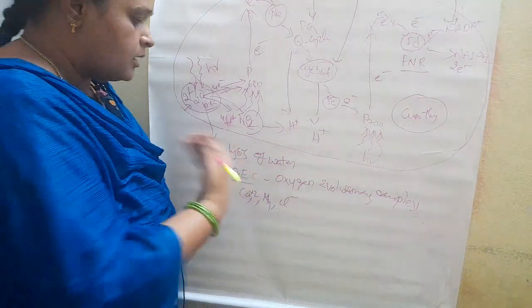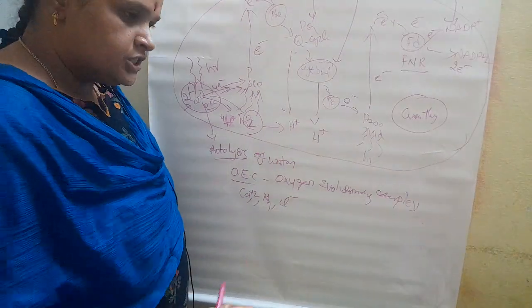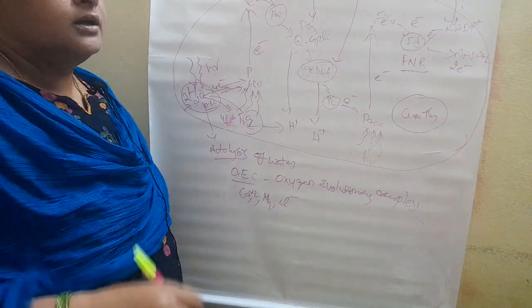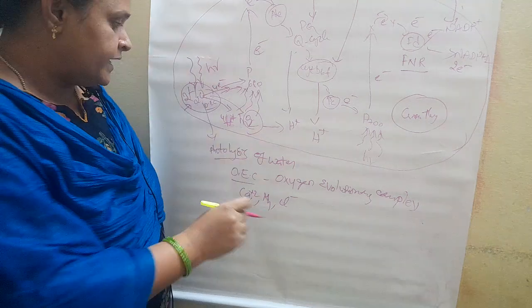PS2. What are the compounds in the OEC complex? Calcium, manganese and chlorine ions are also there. Okay, how many protons are released for 2 molecules of water splitting?